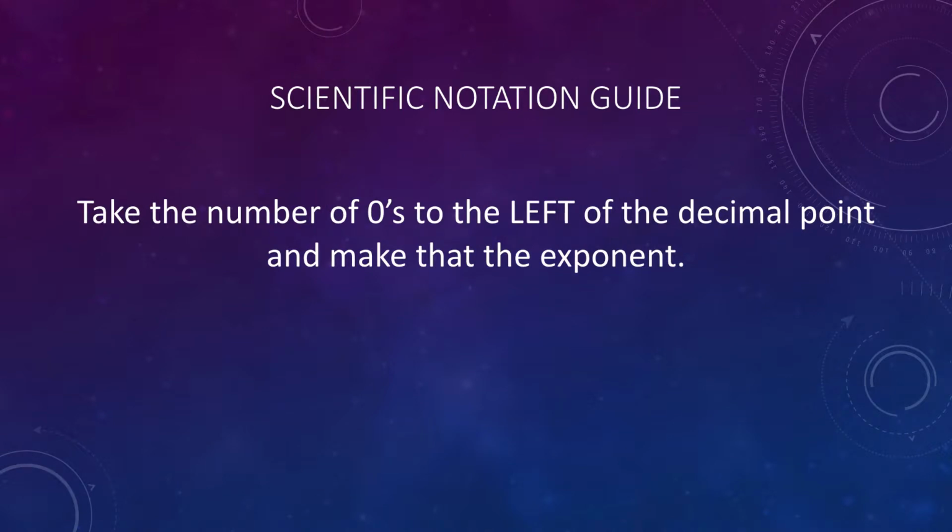Going the other way, take the number of zeros to the left of the decimal point and make that the exponent. 410,000 equals 41 times 10 to the fourth. There are 4 zeros to the right of 41.